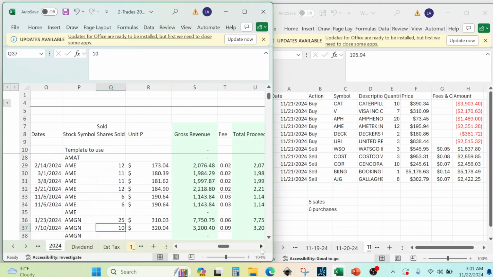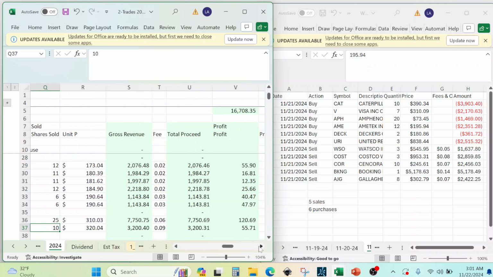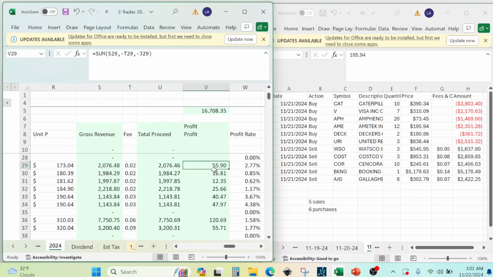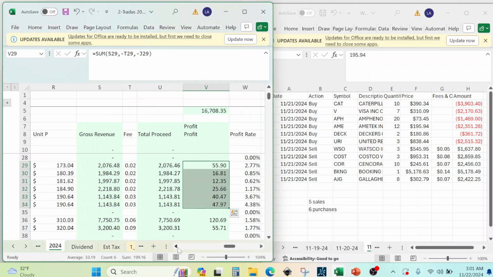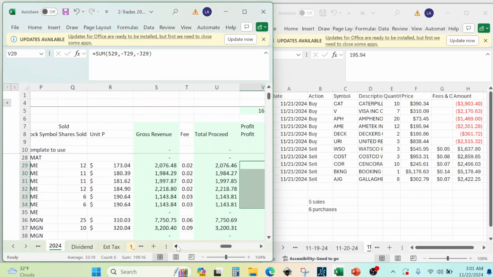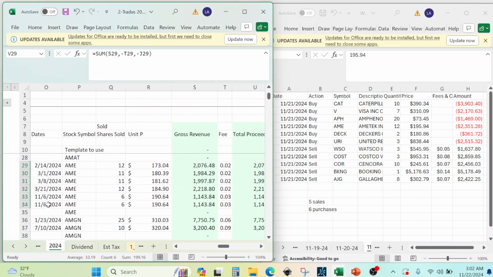can these things work properly? So we are just pretty much taking how much we sold it minus the fee minus how much we bought it. So when we summarize those, it gave us 199.16 compared to 267.12.